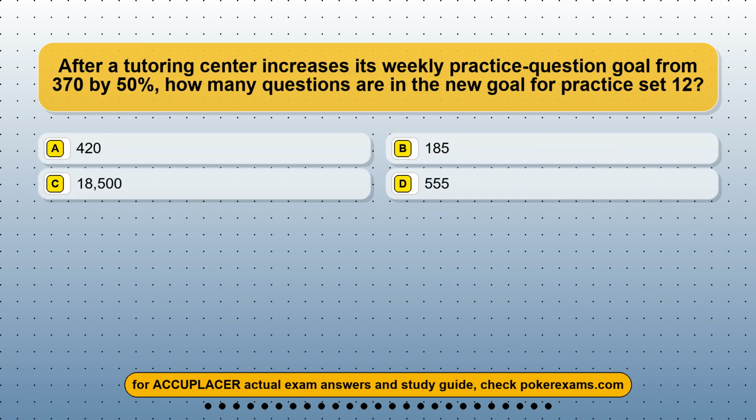Question 18. After a tutoring center increases its weekly practice question goal from 370 by 50%, how many questions are in the new goal for practice set 12? Option A, 420. Option B, 185. Option C, 18,500. Option D, 555.